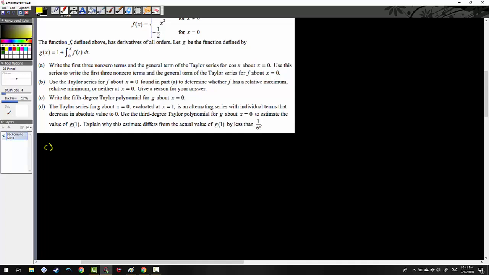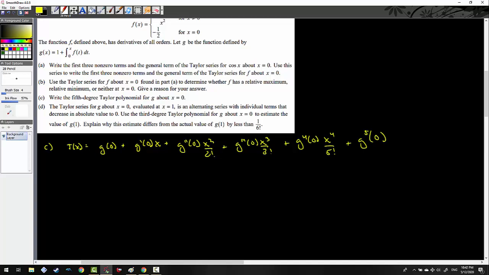So when I tackle Taylor polynomials, I like to just write out the generic Taylor polynomial. So I know I've got g of 0 plus g prime of 0 x plus g double prime of 0 x squared over 2 factorial plus g triple prime of 0 x to the third over 3 factorial, and down the chain we go all the way until our 5th derivative here. Rather tedious, but it cleans up well.